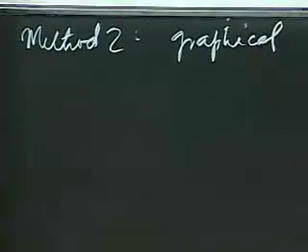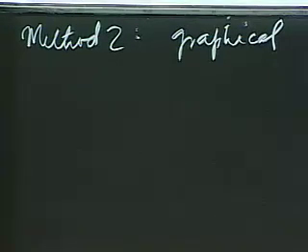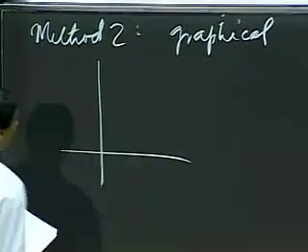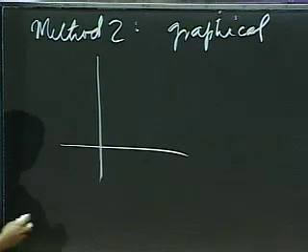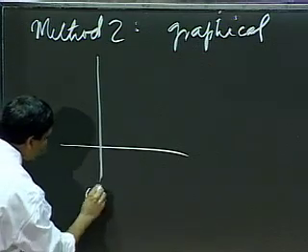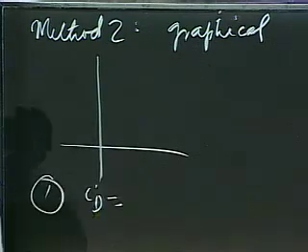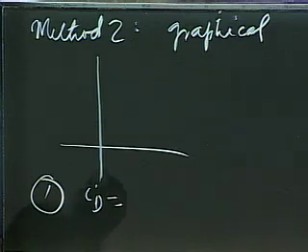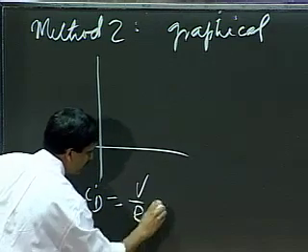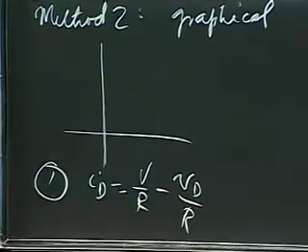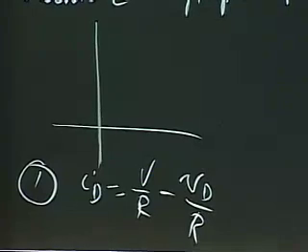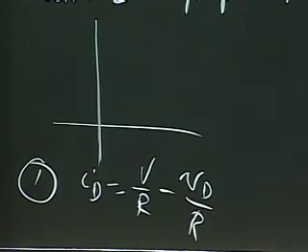Graphically, all I'm really going to do is solve those two equations graphically. So I'm going to plot equation 1. Let me rewrite equation 1 as follows: ID is V divided by R minus VD divided by R.